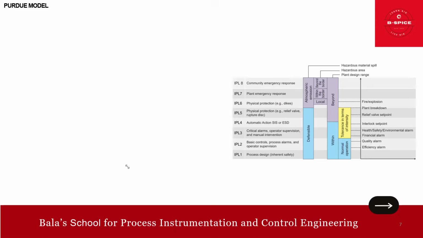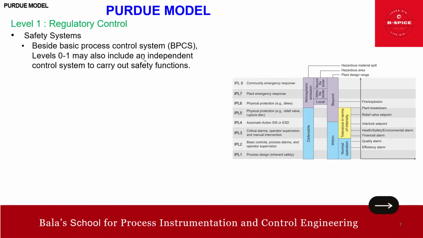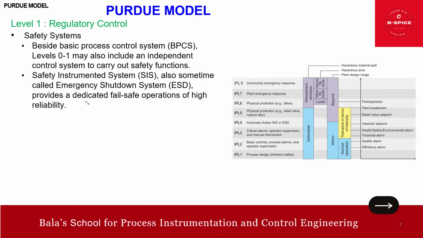Okay, to continue with a few more points, in addition to the basic process control system, level 0 to 1 may also include an independent control system to carry out the safety function. In fact, in our BSpice channel, we have detailed this. You can watch and get benefited if you're really interested in the safety system. See, the safety system, we call it SIS or sometimes ESD, right? It provides dedicated fail-safe operations of high reliability.